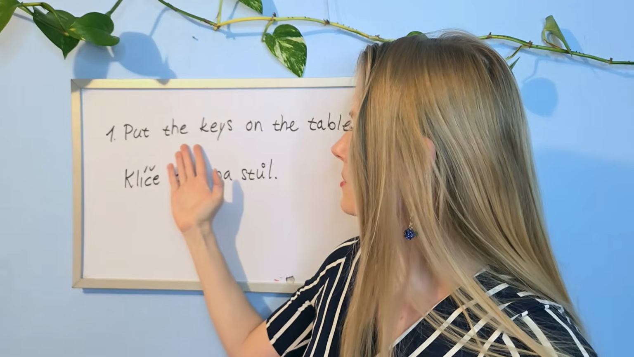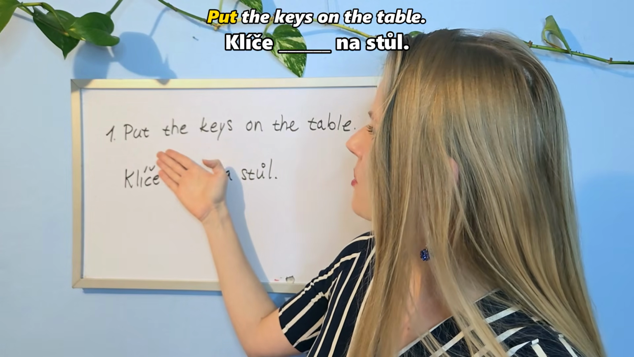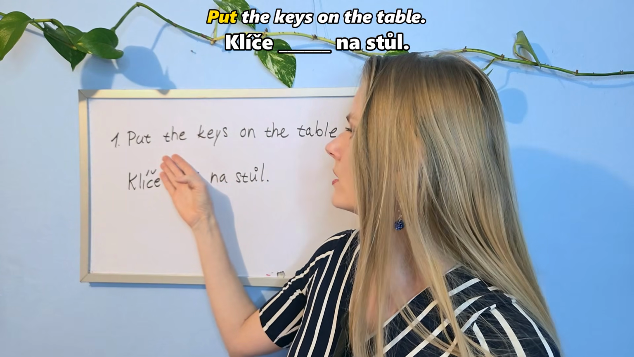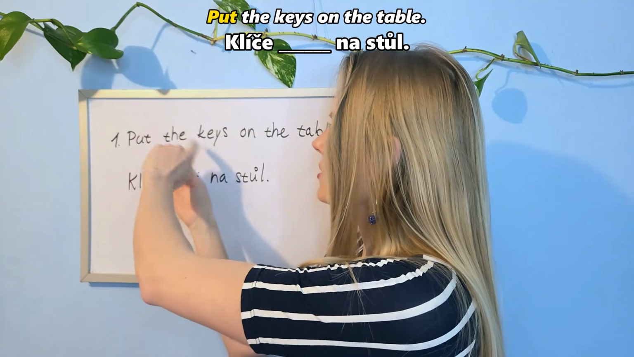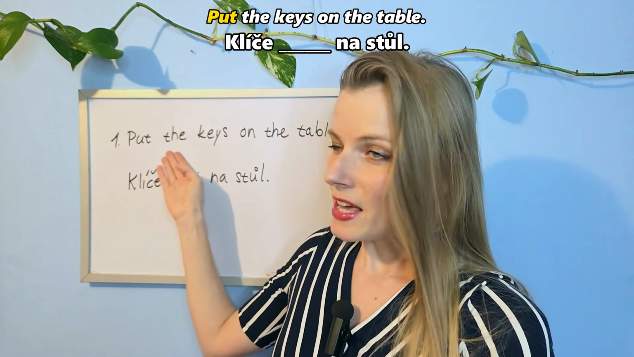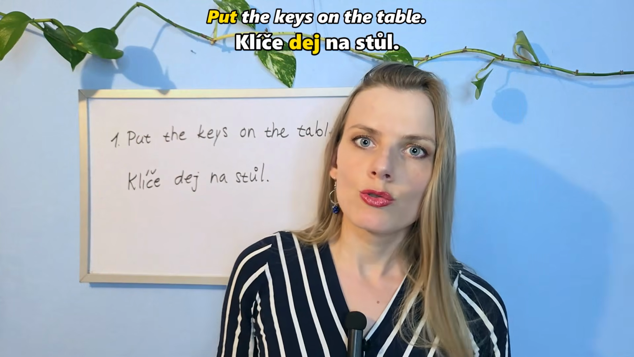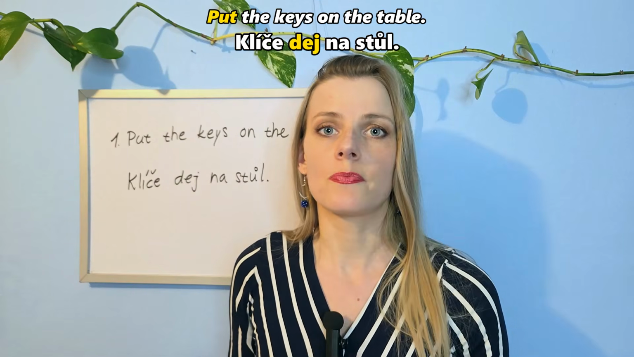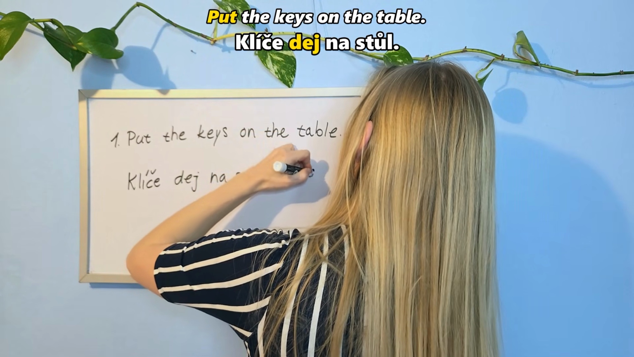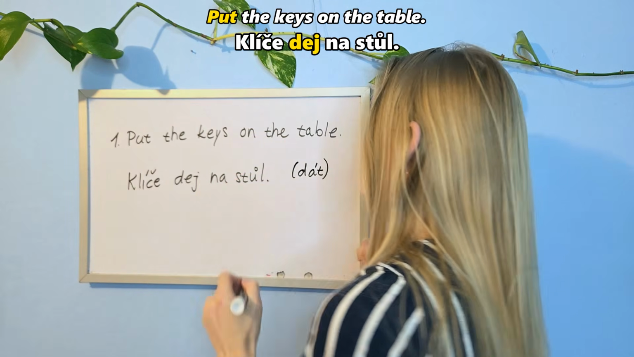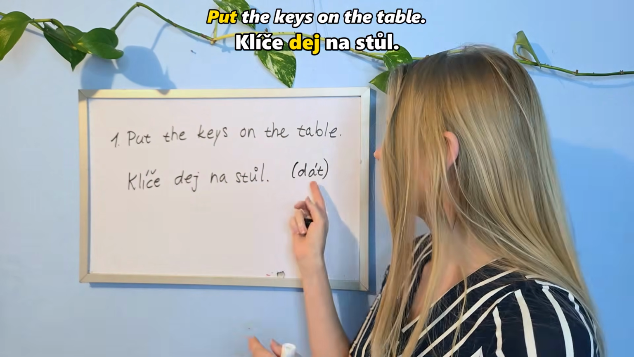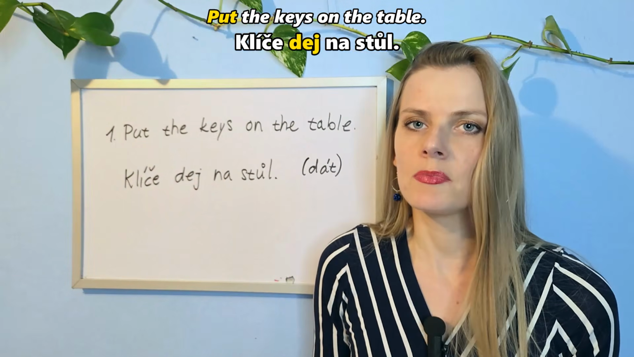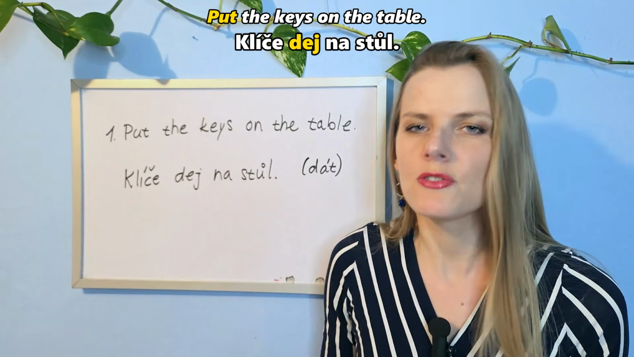Now, how would you translate this sentence? Put the keys on the table. Klíče na stůl. Or we can also change the word order. We could say klíče dej na stůl. Klíče dej na stůl. That's the perfect option. The verb dát is quite universal. It's neutral. You can rarely go wrong with this one when you translate the verb put. Except it's a bit dull because it's used so much.